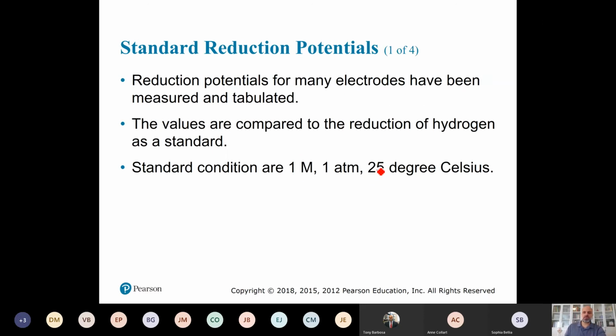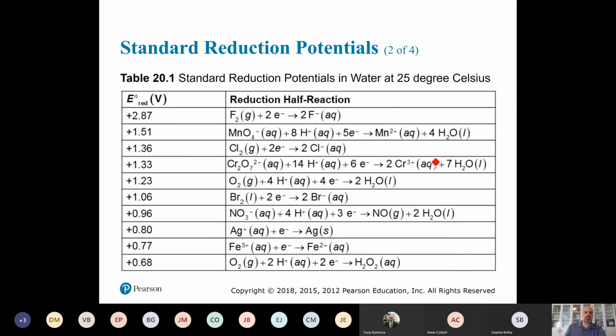Standard reduction potentials. So reduction potentials for many electrodes have been measured and tabulated. The values are compared to the reduction of hydrogen as a standard. So everything refers back to hydrogen as a standard. And the standard conditions, right? This is always being run at standard conditions: 1 molar, 1 atmosphere, 25 degrees Celsius. So when we're looking at our standard reduction potentials, we're always talking about standard conditions. So there's a picture of what this is right here, right? These are our standard reduction potentials in water at 25 degrees Celsius.